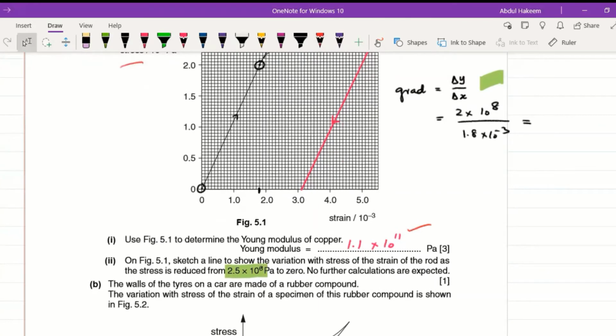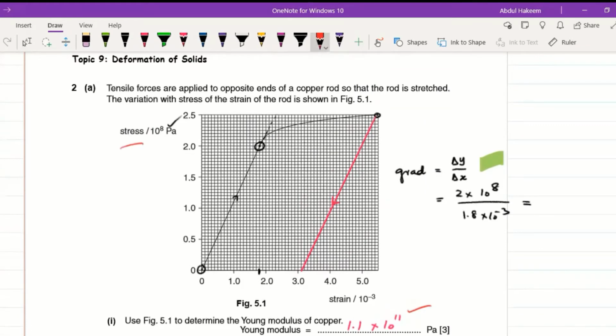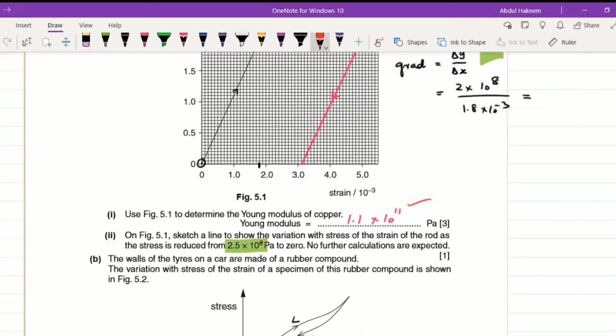Next, on the figure 5.1, sketch a line to show the variation with stress of the strain of the rod as the stress is reduced from 2.5 into 10 power 6 is written, but we have to take it 10 power 8 because the graph is plotted for 10 power 8. So here is a printing mistake. So 2.5 into 10 power 8 Pascal to 0.